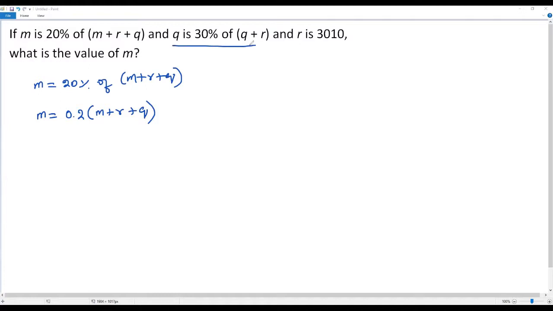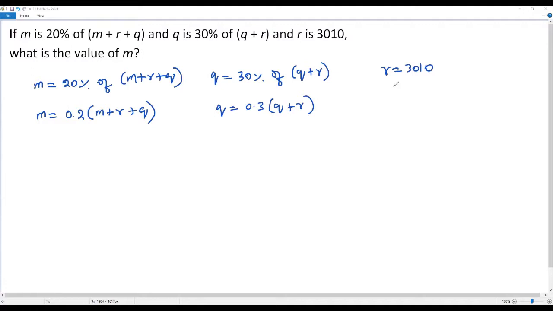Now let me write the next as an equation. Q equals 30% of Q plus R. We can write this 30% as a decimal, that is 0.3 times (Q plus R), and R is equal to 3010. Now I'm going to plug in this value 3010 for R over here, then I'm getting Q equals 0.3 times (Q plus 3010).